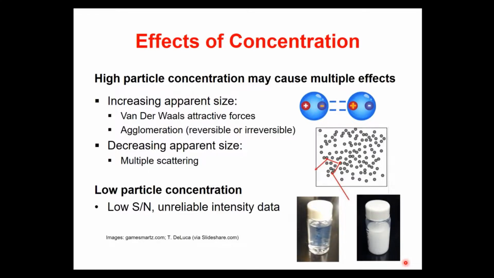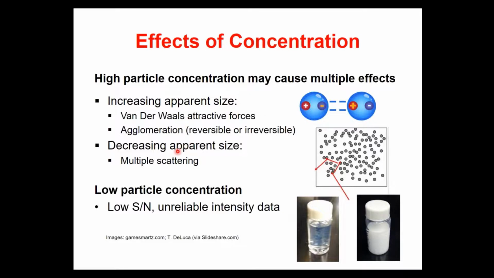High concentration can cause intermolecular forces like van der Waals attractive forces to cause single particles to act in a correlated way and sort of act like they are one particle. The extreme case of this is where close range forces will agglomerate the particles, and now all of a sudden you don't have your fundamental particle size anymore, you're measuring the agglomerates.